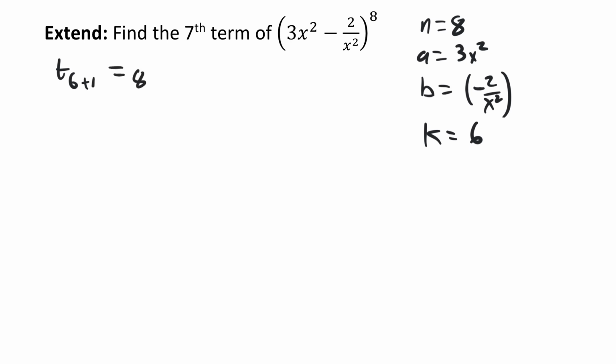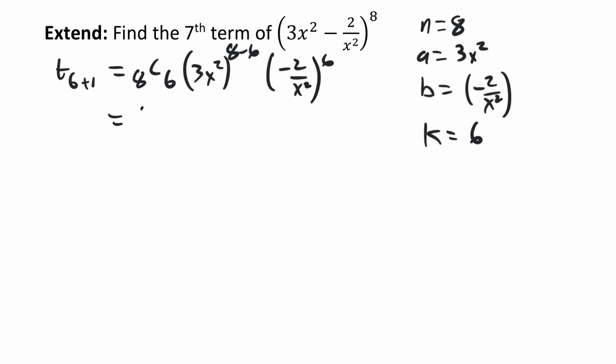equals 8c6, 3x squared to the 8 minus 6, negative 2 over x squared to the 6. All right, there's a lot of steps to simplify here, so we want to take our time. 8c6 is 28 on our calculators. 3x squared, we can do the 8 minus 6 to get 2. This will be negative 2 over x squared to the 6.